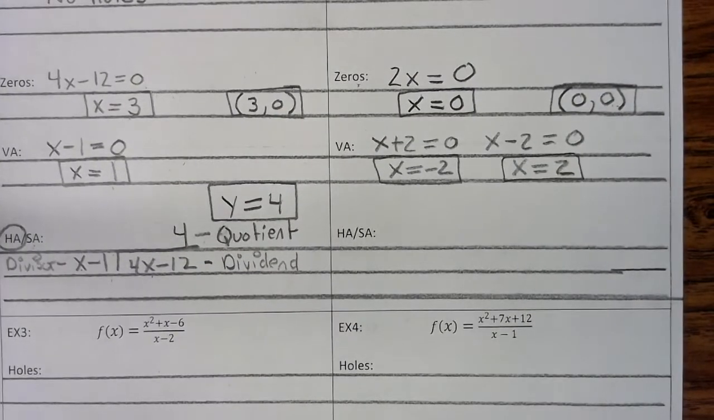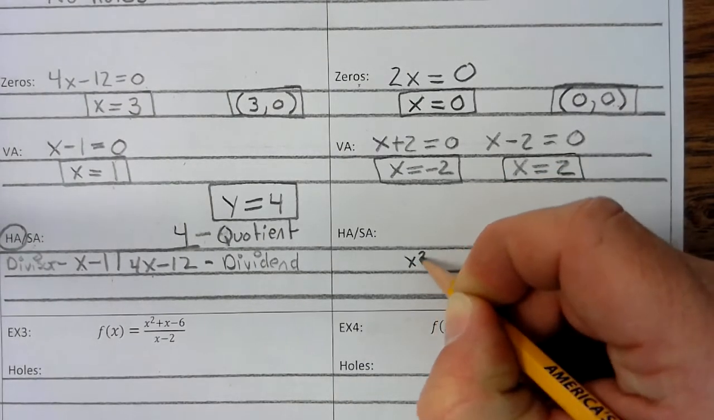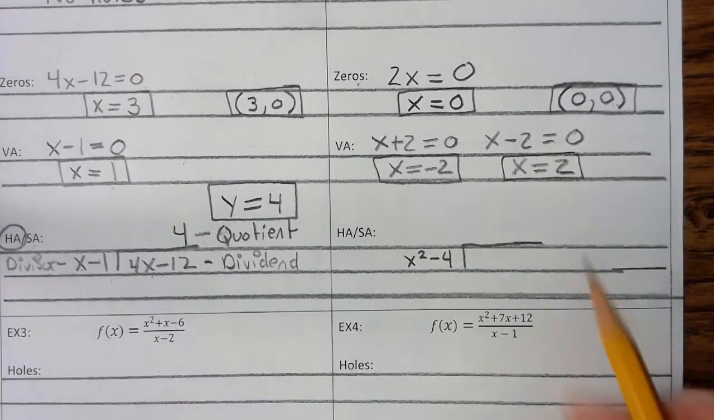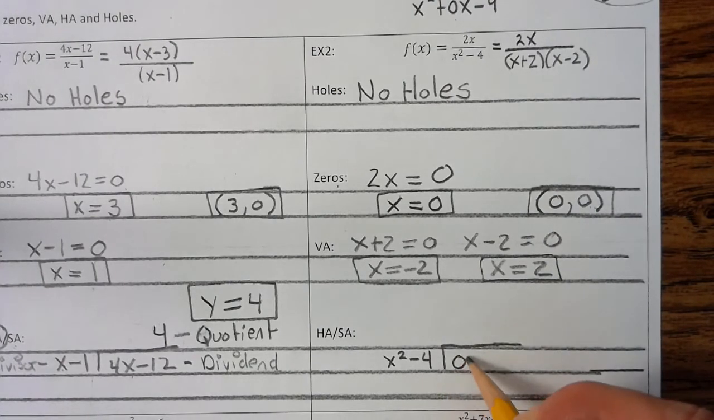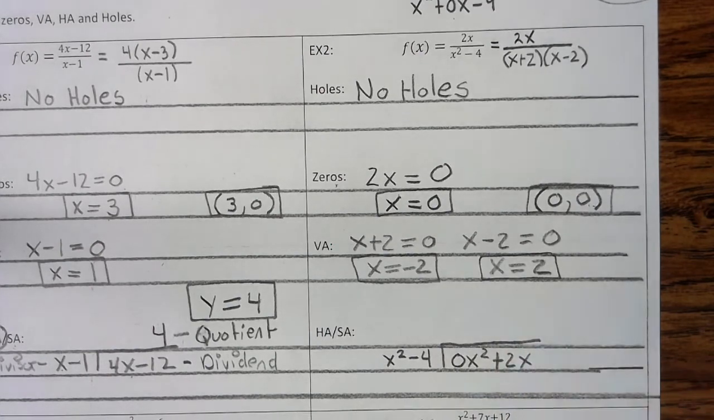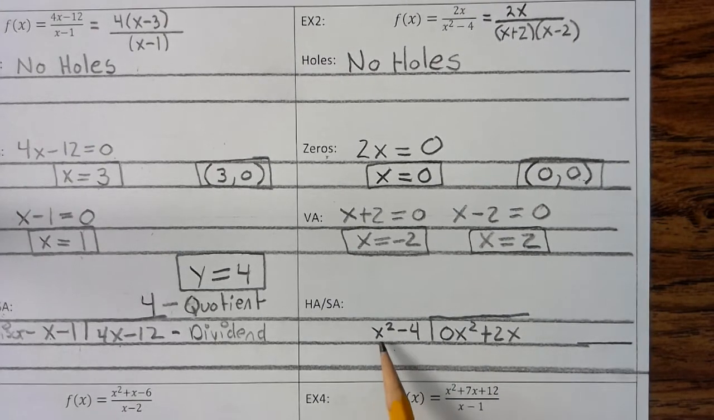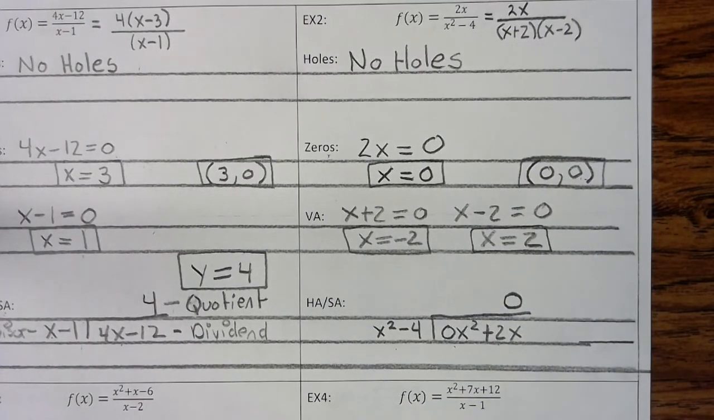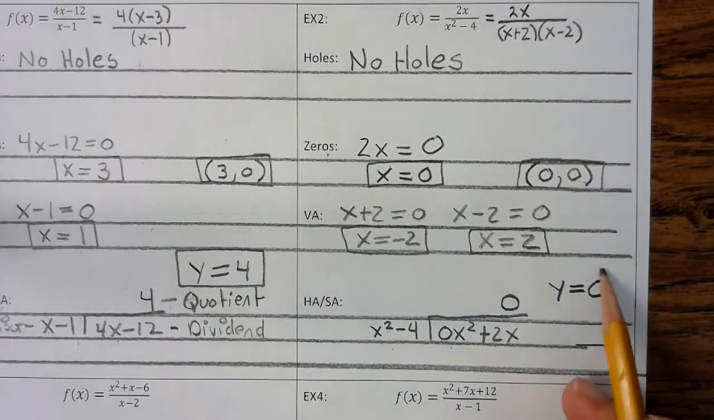All right. So for the horizontal or slant asymptote, we have x squared minus 4. Now, you don't just want to write 2x because you have to account for the x squared. So you actually want to write this as 0x squared plus 2x. Okay? So you're going to divide the dividend by the divisor. So you ask yourself, well, what do you multiply x squared by to give you 0x squared? The answer is 0. And since you have the quotient, you don't need to go any further. So you have a horizontal asymptote at y equals 0.